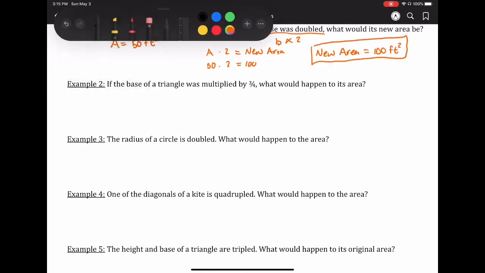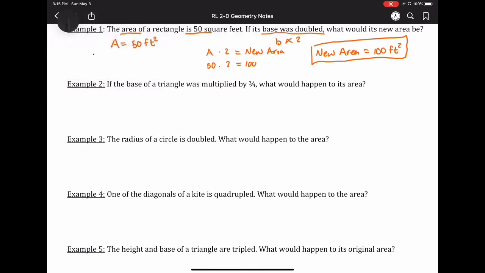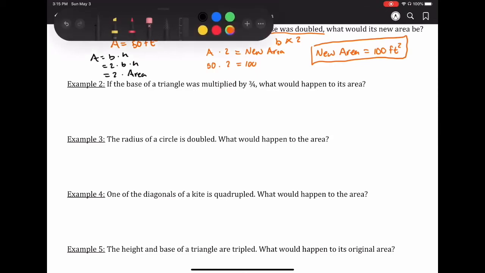So what's happening is we have area is equal to base times height. And when you're doubling something, just one item, you have 2 times that item. So you really have 2 times the area formula. That's why we're just multiplying the change by the area. All right, let's go on to example number 2.